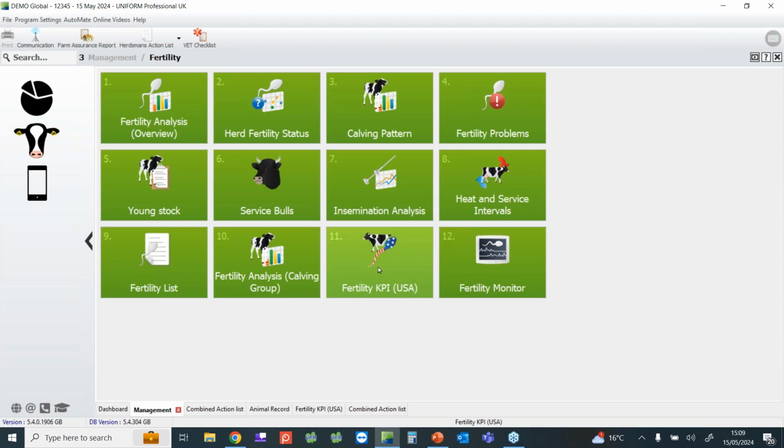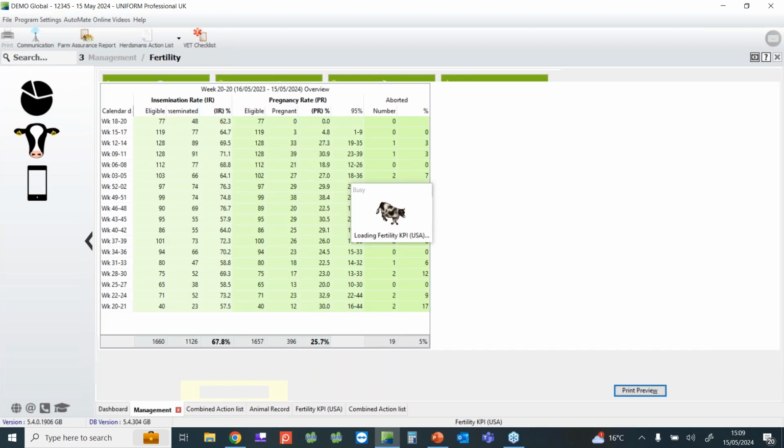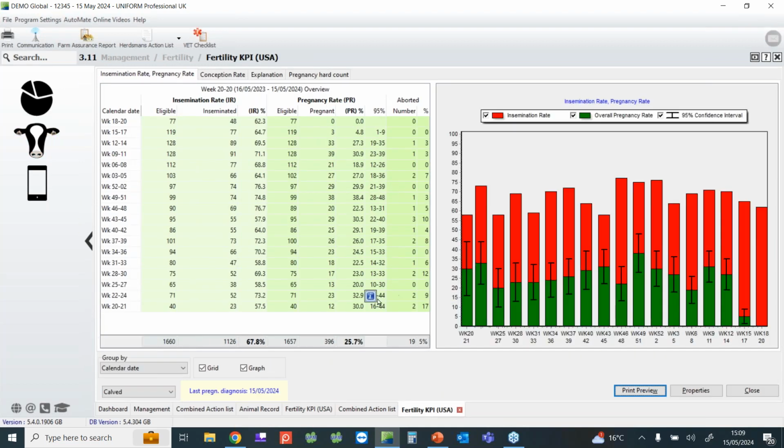But this is probably one of the main reports I just wanted you to be able to look at, and this is the US KPI reports. On this one, we can look at it by days in milk, or we can look at it by 3-week period. I tend to look at it by 3-week period, but obviously, however you want to set it up, that's fine. If we just hover over the week, you'll be able to see the dates that are involved.